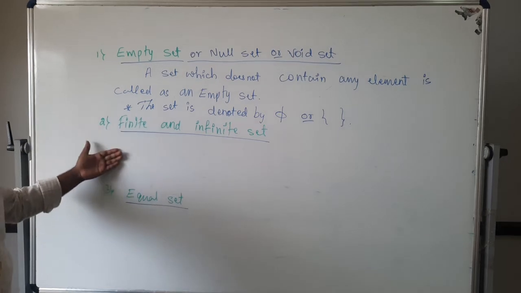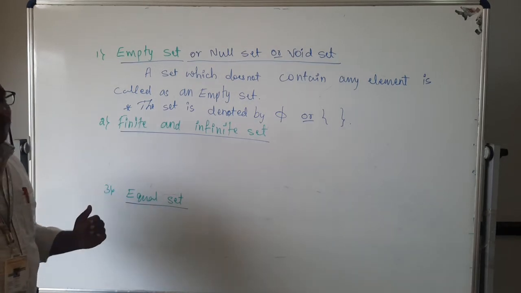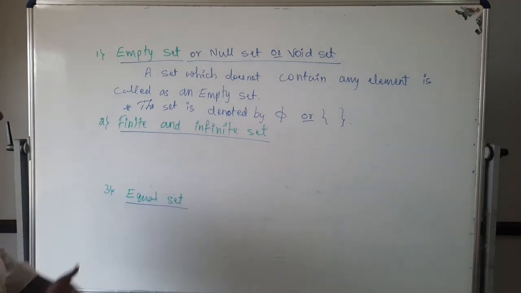What is the empty set? What is the finite and infinite set? And what are the examples of the equal set? Okay, next, moving to the finite set.